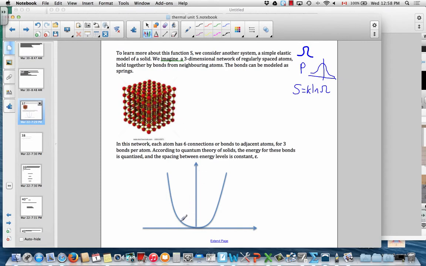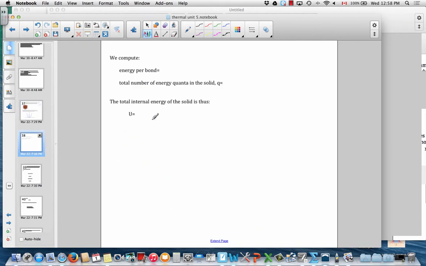Now, according to quantum theory, those elastic chemical bonds have energy levels that are evenly spaced and must therefore be some integer multiple of the energy step epsilon. So a bond could have 1 epsilon or 2 epsilon or 3 epsilon or 4 epsilon of energy. So the energy per bond is a certain integer times epsilon. So let's say that's little n times epsilon.